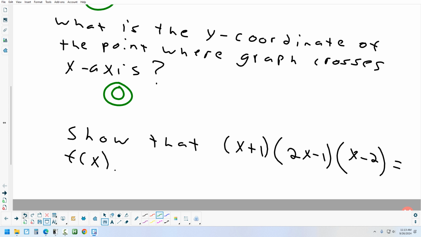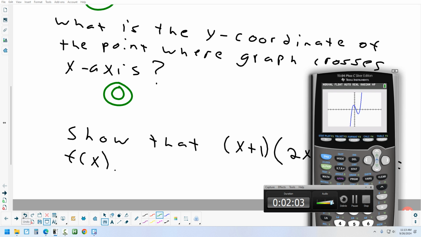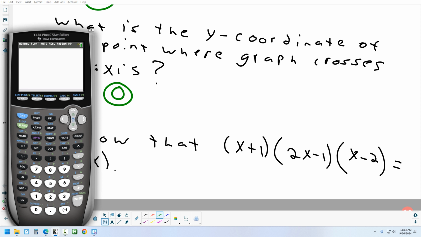So what I want to do now is graph something else. I want to leave what I already have there. But in y2, let's go ahead and type in what we see on the board. Let's type in parentheses, x plus 1, 2x minus 1, and x minus 2. Okay, so I want to hit graph, and I want you to watch what happens between the blue graph and the red graph on the screen. There's the blue one, it's still there. Watch the red one.